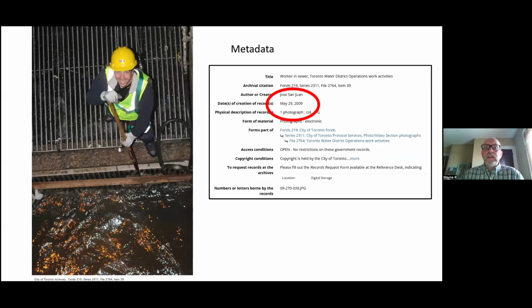Metadata. So here's another sewer image, this time shot by one of the city's official photographers, Jose San Juan. On March 29, 2009, he created this photograph. And many of his photographs are born digital. And so this is, of course, the modern way in which the City of Toronto documents its operations, events, and activities.